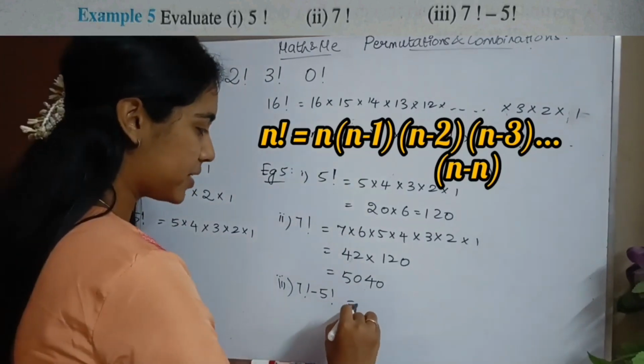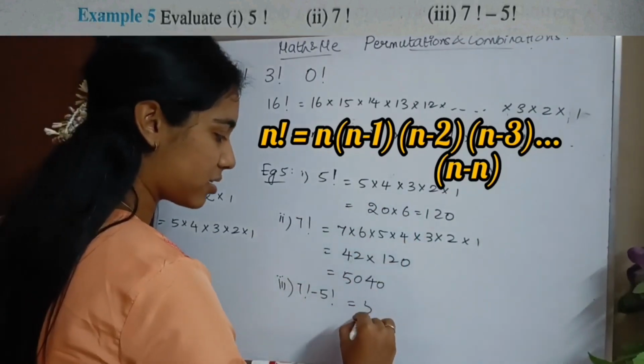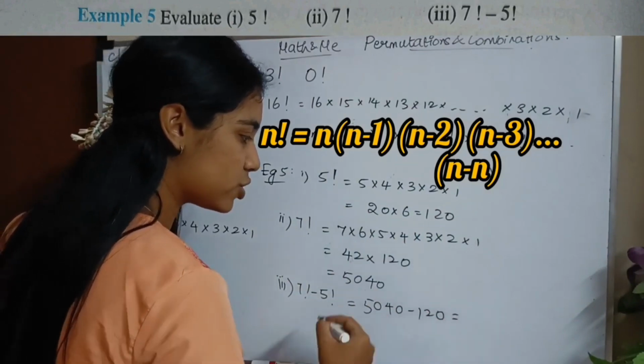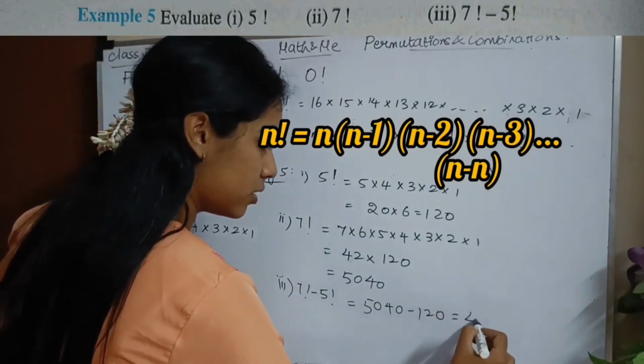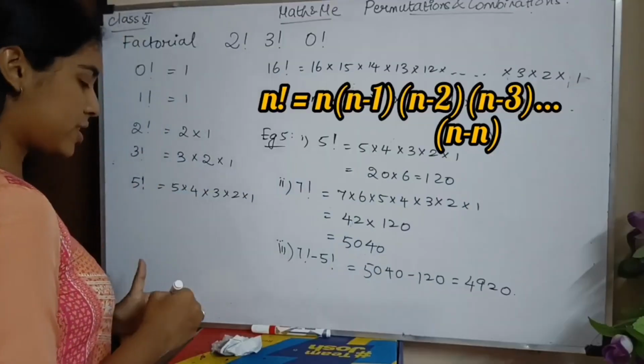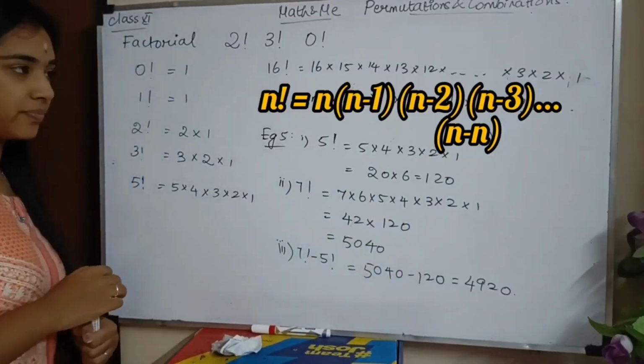Third subsection, 7 factorial minus 5 factorial. How can we do this? You can simply subtract. So 5040 minus 120, which will be 4920. You just have to simply subtract the values.